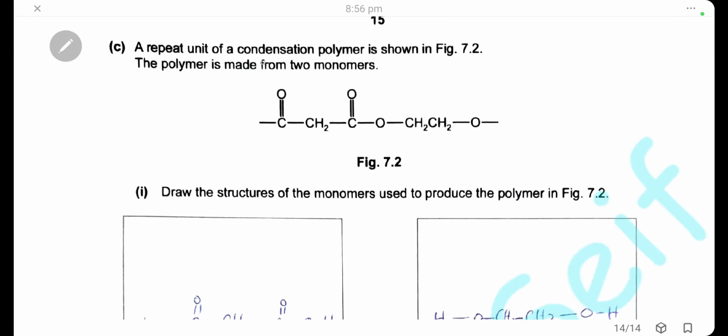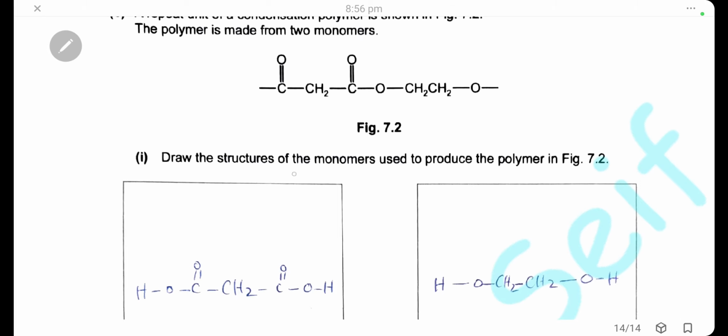A repeated unit of a condensation polymer is shown here in the figure. The polymer is made from 2 monomers. You have to draw the structure of the monomers used to produce this polymer. This polymer is a polyester. Here we have the ester linkage. So this polymer is made from a reaction between a carboxylic group and an OH group.